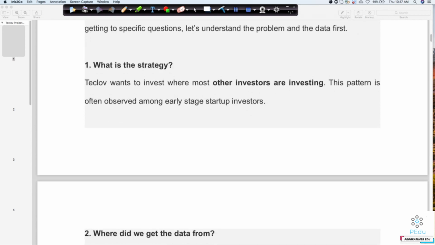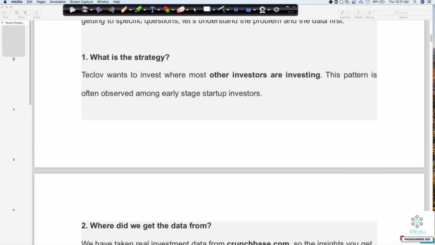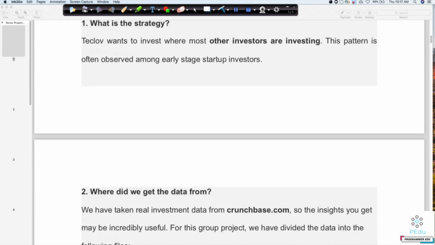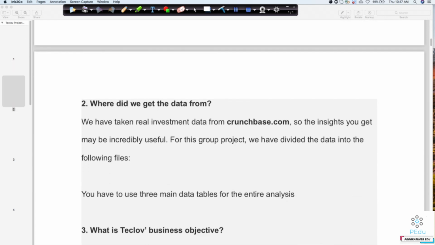Now what is the strategy we are going to make here? Teclov wants to invest where other investors are investing. This is the pattern you will notice that most early investors adopt. Since Teclov is also one of the early investors, maybe they also want to adopt the same thing. Wherever everybody is going, I will also take the same path. I don't want to take a unique path. That's basically the idea here. Now, this data is coming from real investment data from crunchbase.com.